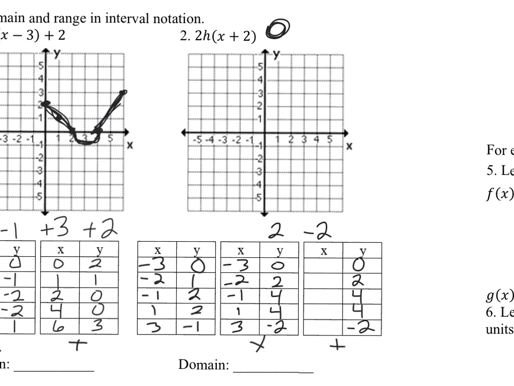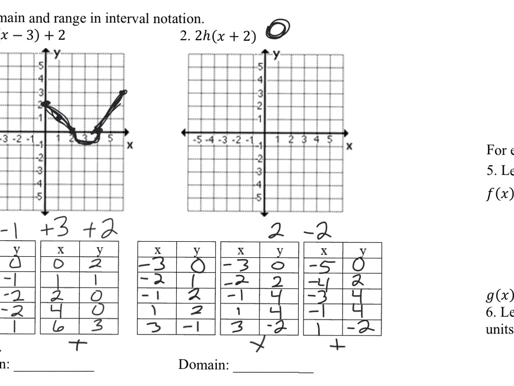Now let's go ahead and add. So -3 minus 2, that's going to be -5. -2 minus 2, that's -4. -2 minus 1 is -3. -2 plus 1, that's going to be a -1. And then we have 3 minus 2, that's going to give us a 1. Okay, so let's go ahead and plot these points.